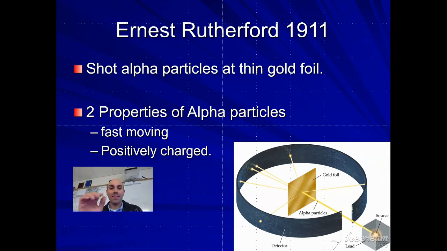So when they hit that gold foil, remember I was wearing that? That gold foil, they bounced back. Because remember, like charges repel. So the positively charged alpha particles hit the positively charged nucleus and bounced back. They were deflected. That's very, very important.